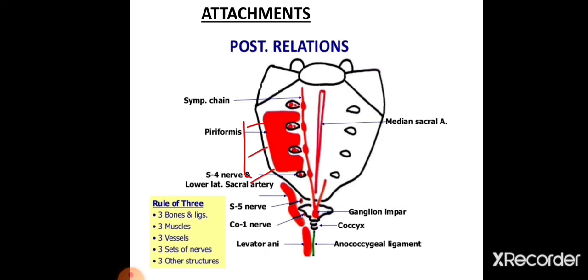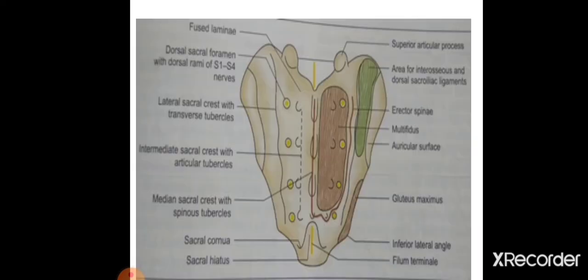Then we have, lateral to the median sacral artery, the sympathetic chain. Then at the apex, or the lower point of the sacrum, we have the ganglion impar, where the two sacral sympathetic chains are fusing. Then this is showing the muscle attachments and the ligamentous attachments on the posterior surface of the sacrum.